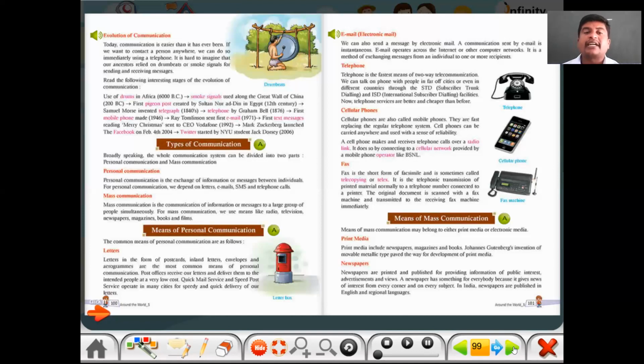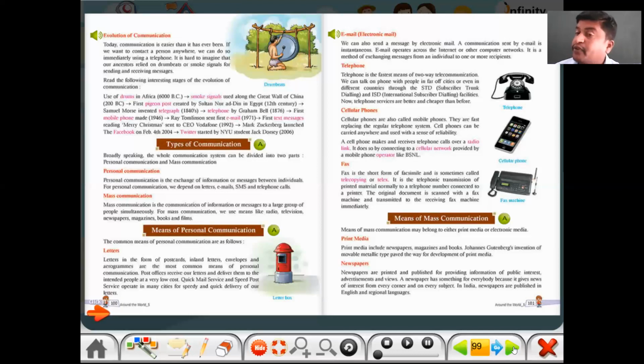Which are the most important types of communication? Broadly speaking, the whole communication system can be divided into two parts. The first one is personal communication and the second is mass communication. Now let us see what is meant by personal communication. Personal communication is the exchange of information. For example, if you text somebody through WhatsApp, that is personal communication.